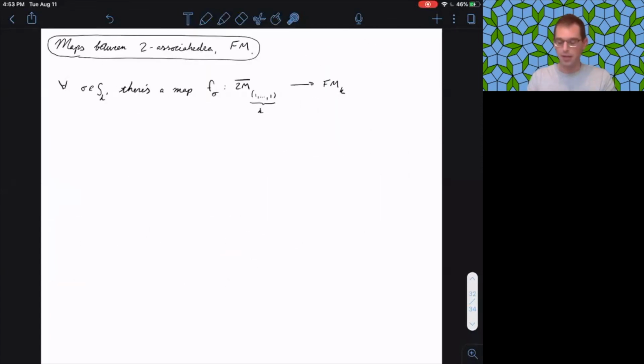And here's where the connection between little 2 disks and 2-associahedra comes in. Say that we take any permutation, sigma, of k letters, and then we can write down this map, F_sigma, which goes from a certain 2-associahedron into FM_k. So it's the 2-associahedron where you have 1 point on each of the circles, and there's k of those circles. And here's how the map is defined, at least on the interior.